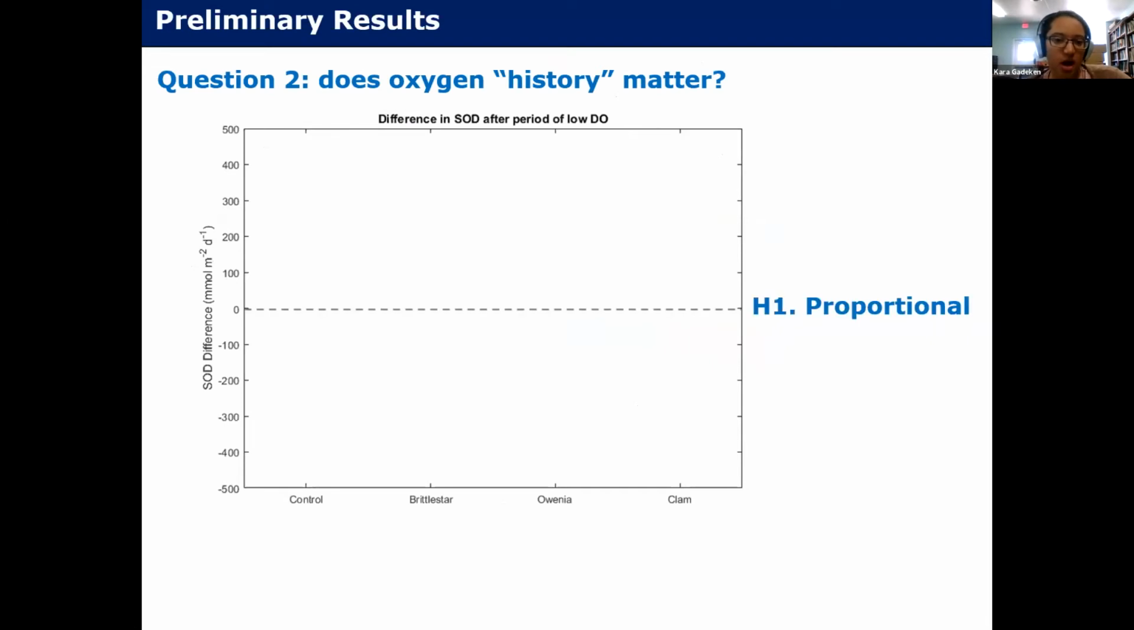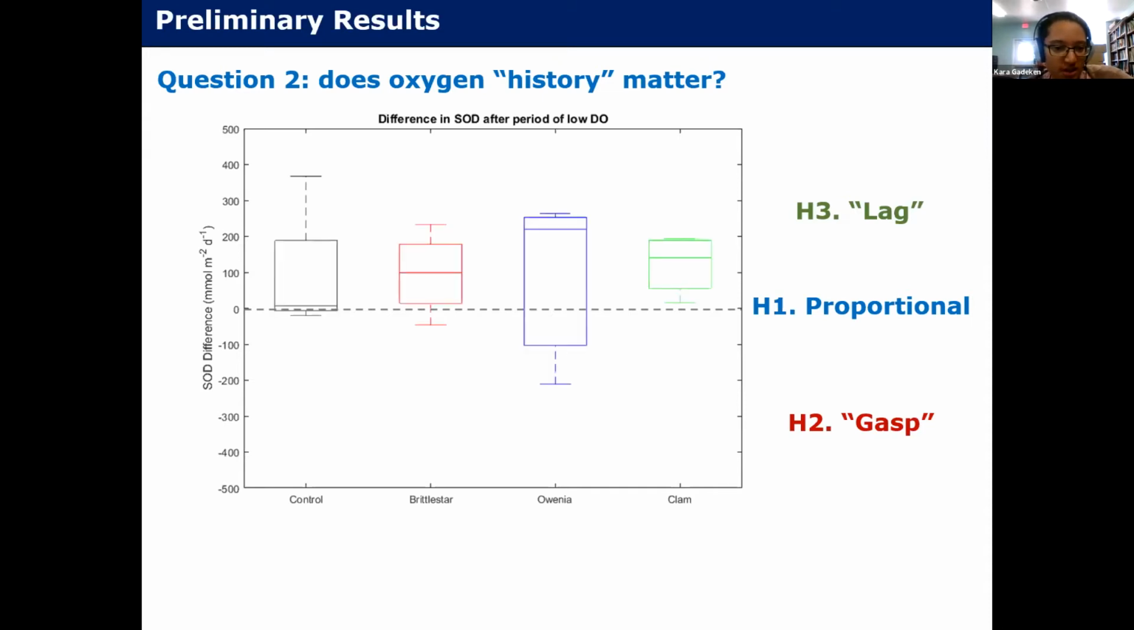Here on this plot, if we were to see a proportional response, we would expect that the data would fall more around 0. A deviation from 0 would indicate that SOD is different between those two time points, and that would mean that the oxygen history is affecting SOD. If it falls into the negative difference, then it would be a gas response. And if it was a positive difference, in this case, it would be a lag response.